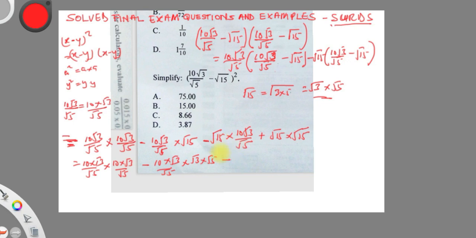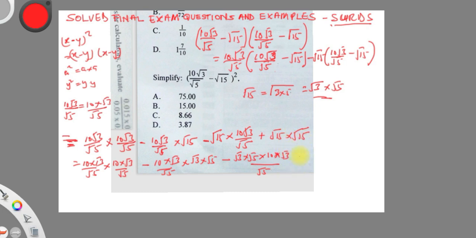Let us break it down. Square root of 15, so we have negative square root of 3 times square root of 5. And then times 10 times square root of 3 all over square root of 5. This we have. And then we have this one. Note that square root of 15 times square root of 15, you get square root of 15 squared. So at the end of the day, you get 15. The answer will be 15.